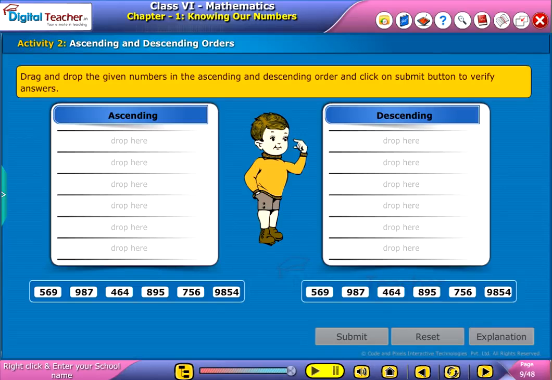Let us perform an activity to know ascending and descending order of the given numbers. Drag and drop the given numbers in the ascending and descending order and click on Submit button to verify answers.